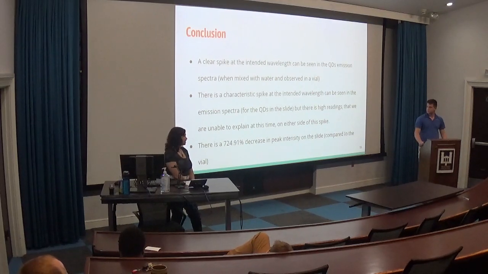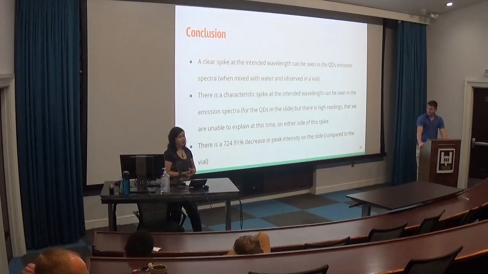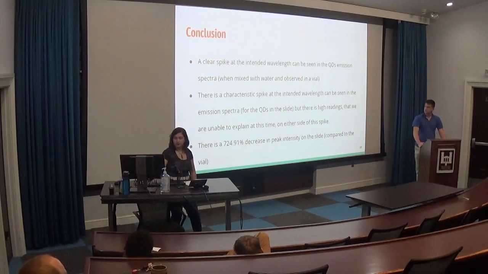And while the characteristic spike indicates that there is a spike, there are unintended high readings at the front end and the back end of the spectrum that we can't explain at this time. There's a calculated 724.91% decrease in intensity from the quantum dots on the cell slide. We think this could be due to the unintentional readings, or from the absorption or uptake of the cells, or maybe even interference from the cell membrane of sorts.